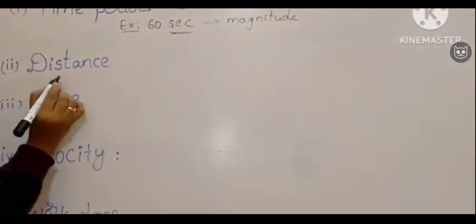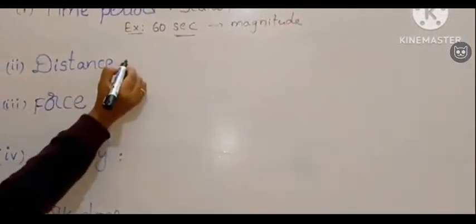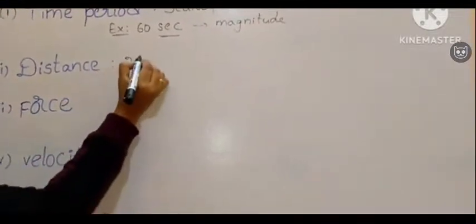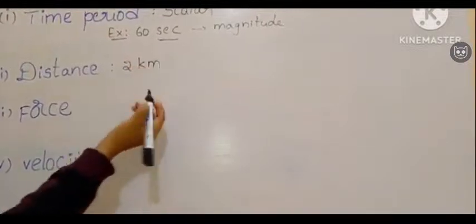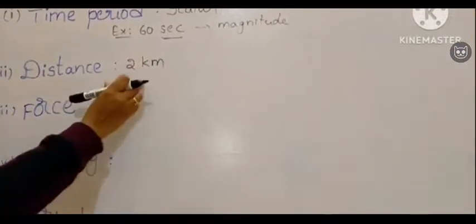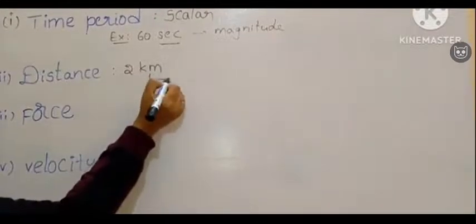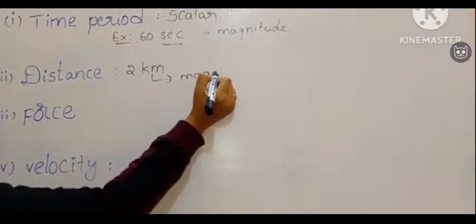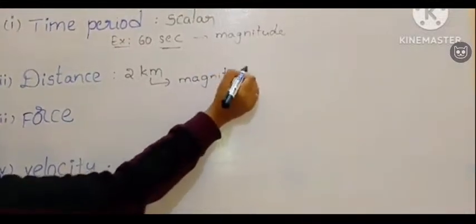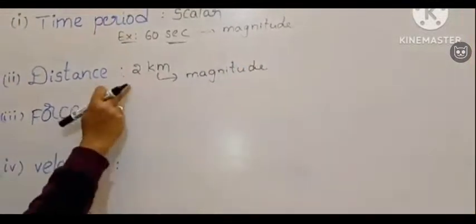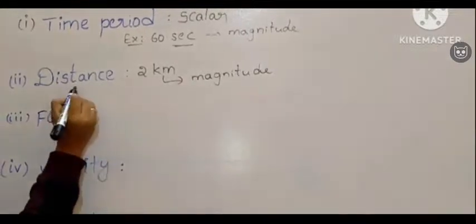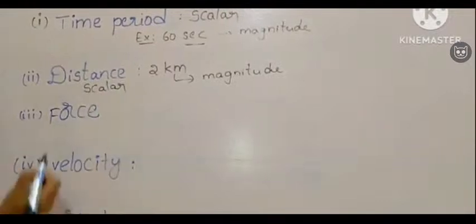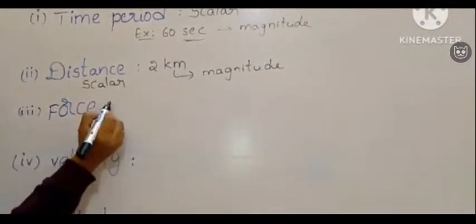Next, coming to the second question, distance. Distance is a quantity. For example, I am taking 2 kilometers. I didn't mention any direction. I am taking only 2 kilometers. This kilometer represents magnitude. In this, no direction. So, distance is scalar.